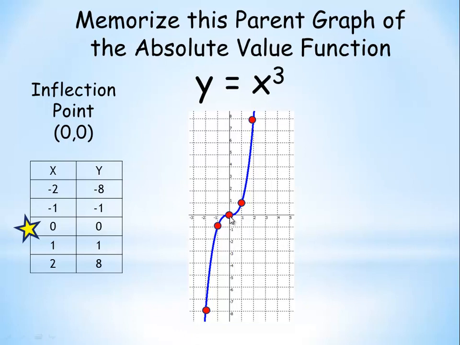This point right here at the origin, called the inflection point, indicates where the graph changes from concave down, here's concave down on the left, to concave up to the right of it.